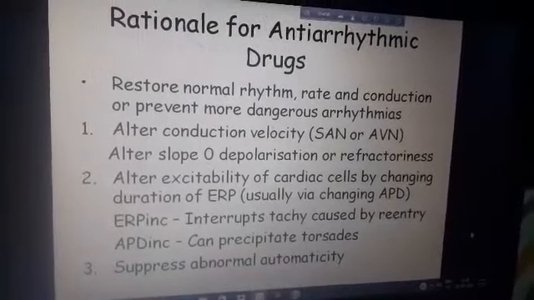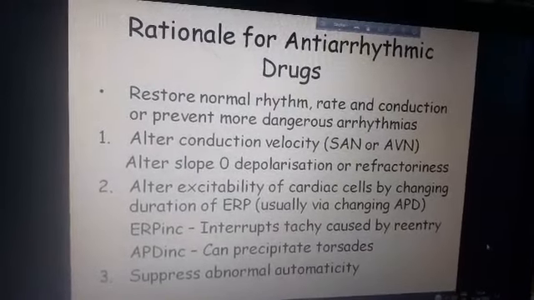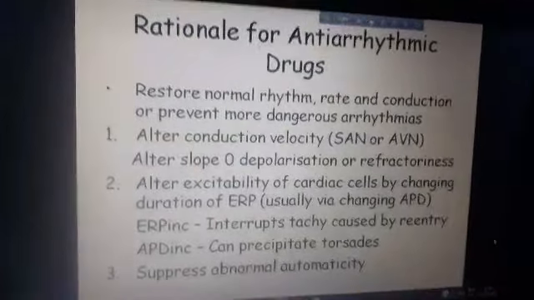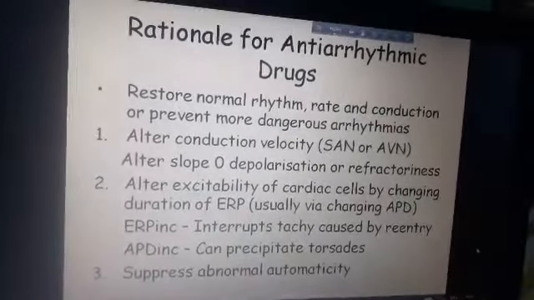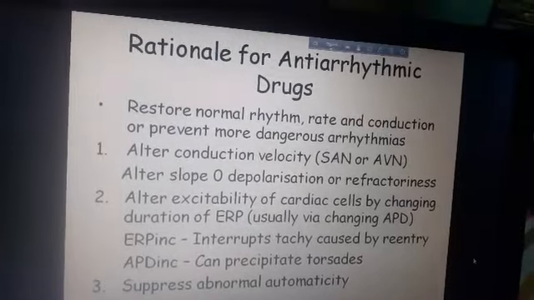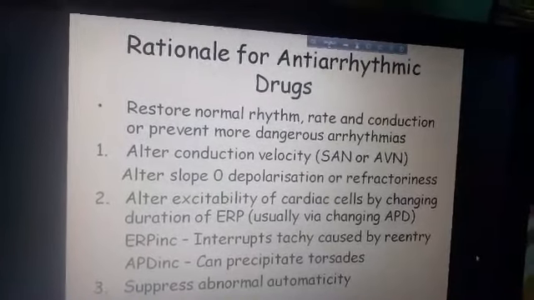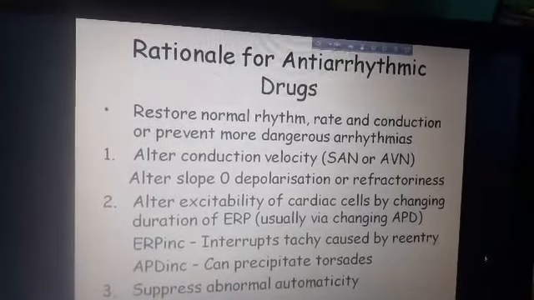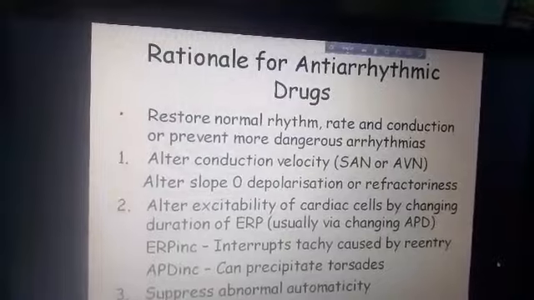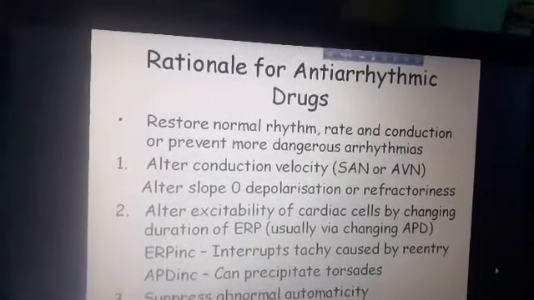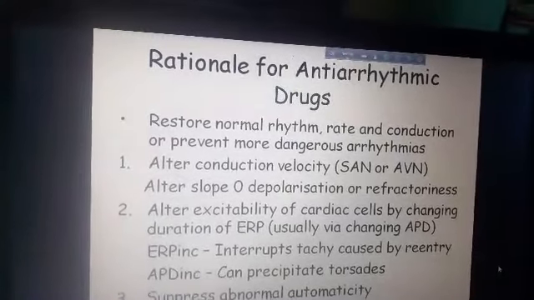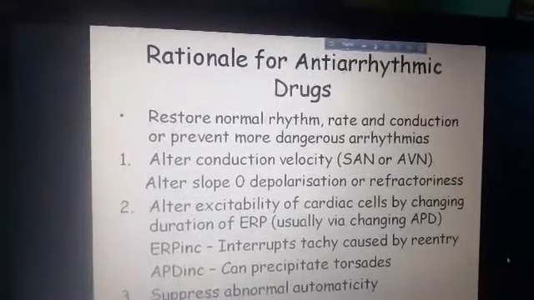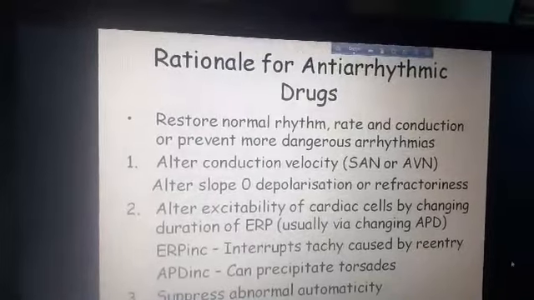So you understand the re-entry phenomenon, where there is a difference in the effective refractory period of the two pathways which are present in parallel. The impulse goes via the slower pathway preferentially because of its shorter refractory period, but when it goes back to the faster pathway with the longer refractory period, refractoriness is absent, and then it can go back to the slower pathway again because of the shorter refractory period, and this cycle will go on.